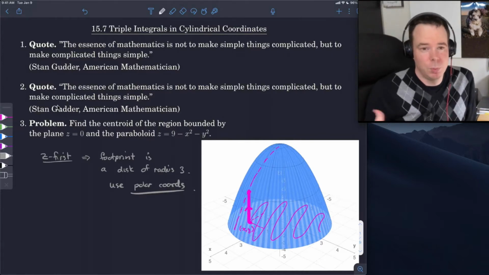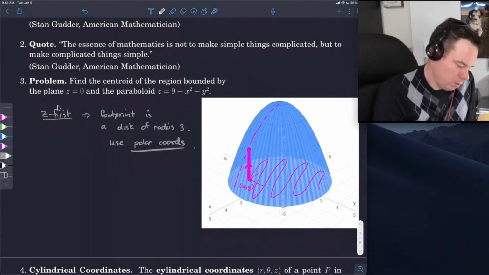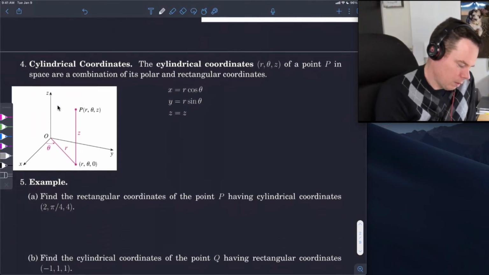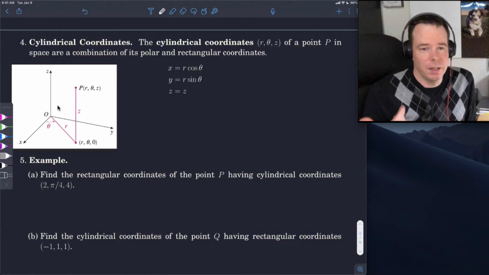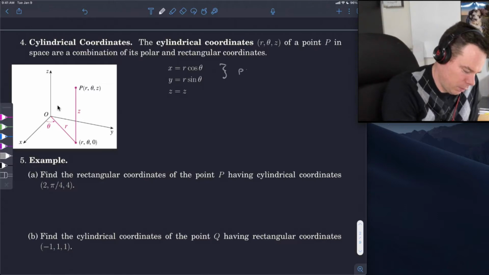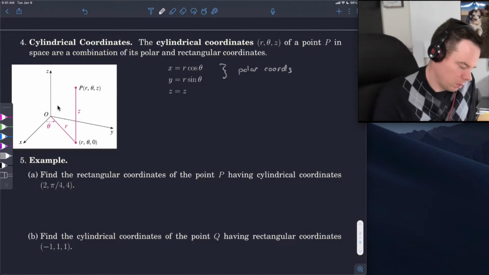So the idea is we'd use polar coordinates in the plane, and then the third variable would be the z variable itself. That gives rise to what we call the cylindrical coordinate system. The cylindrical coordinate system essentially just does that. It takes the x and y coordinates. Instead of using rectangular coordinates for those, we use polar coordinates. So we use polar coordinates for x and y, and our third coordinate is given by z.